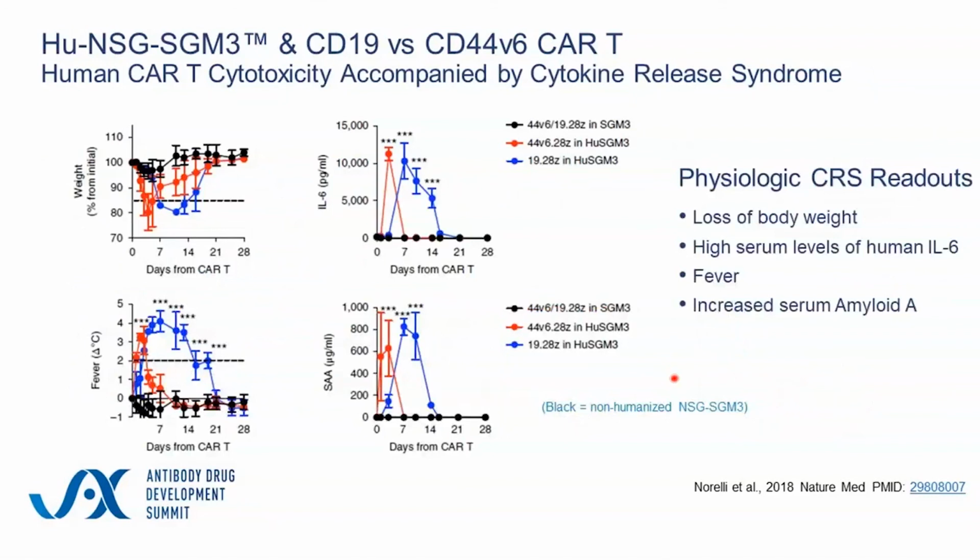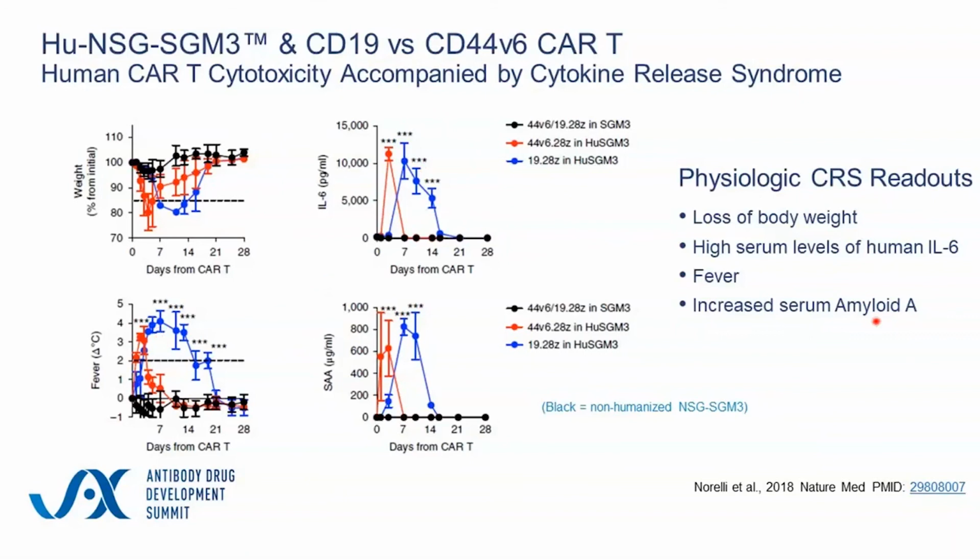But what's also interesting about this model is they looked at cytokine release in this platform. And the black is the non-humanized mice. So you need the presence of those humanized target cells to develop the cytokine release syndrome. And they saw loss of body weight with both of these CAR-Ts. We saw the upregulation of human interleukin-6 as one of the key molecules that's released in CRS in the human clinical situation. The mice developed fevers, and they also saw liver damage as indicated by increased serum amyloid A.